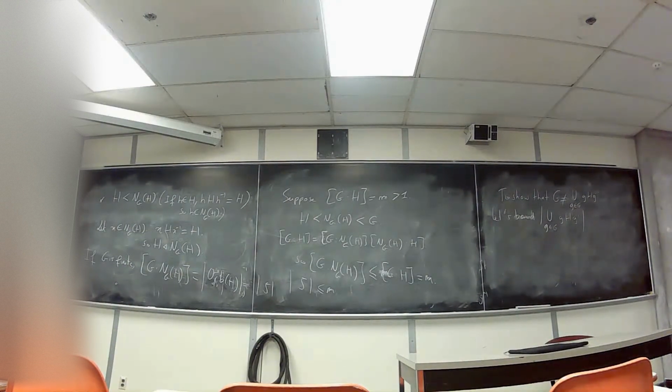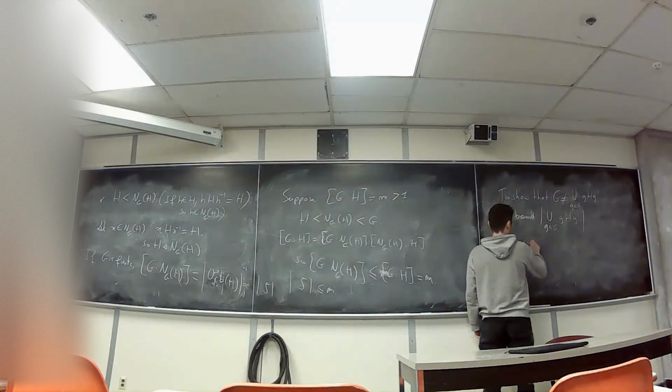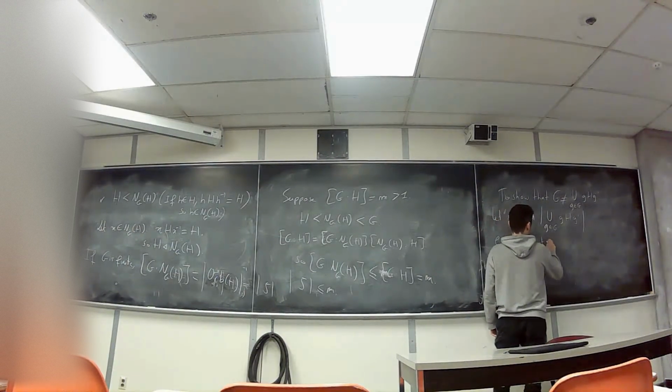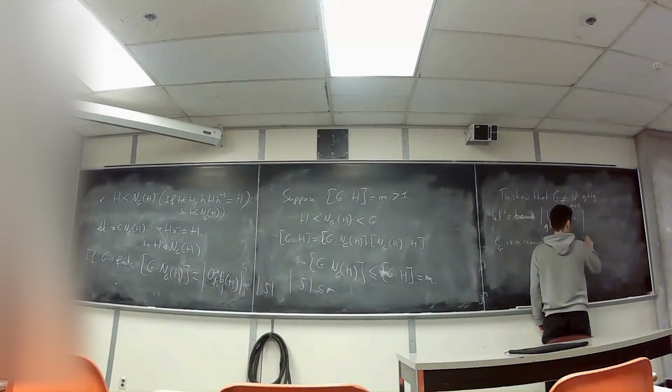Now how did I do that? I claim that there is a common element to all of these elements in the union. What's the common element? Agree? All of these G H G inverse are subgroups of G. So there is one common element, which is the identity. At least one common element. Are we good? So e is a common element to G H G inverse for all G.